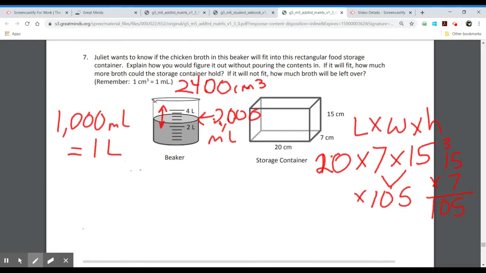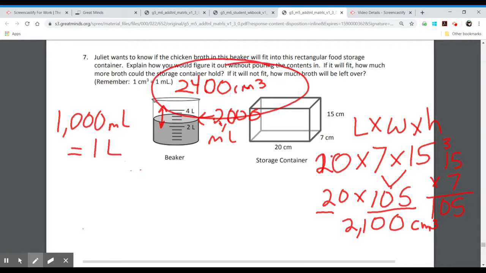Now we're going to multiply it by 20. So remember, we're going to do 2 times 105 and add a 0 to that. 2 times 105 is 210, plus we're going to add a 0. Okay, 2,100. So it seems that we can only fit 2,100 cubic centimeters, and we have 2,400. So obviously we can't fit all of that into the box, the prism or the cube or whatever they want to call it.